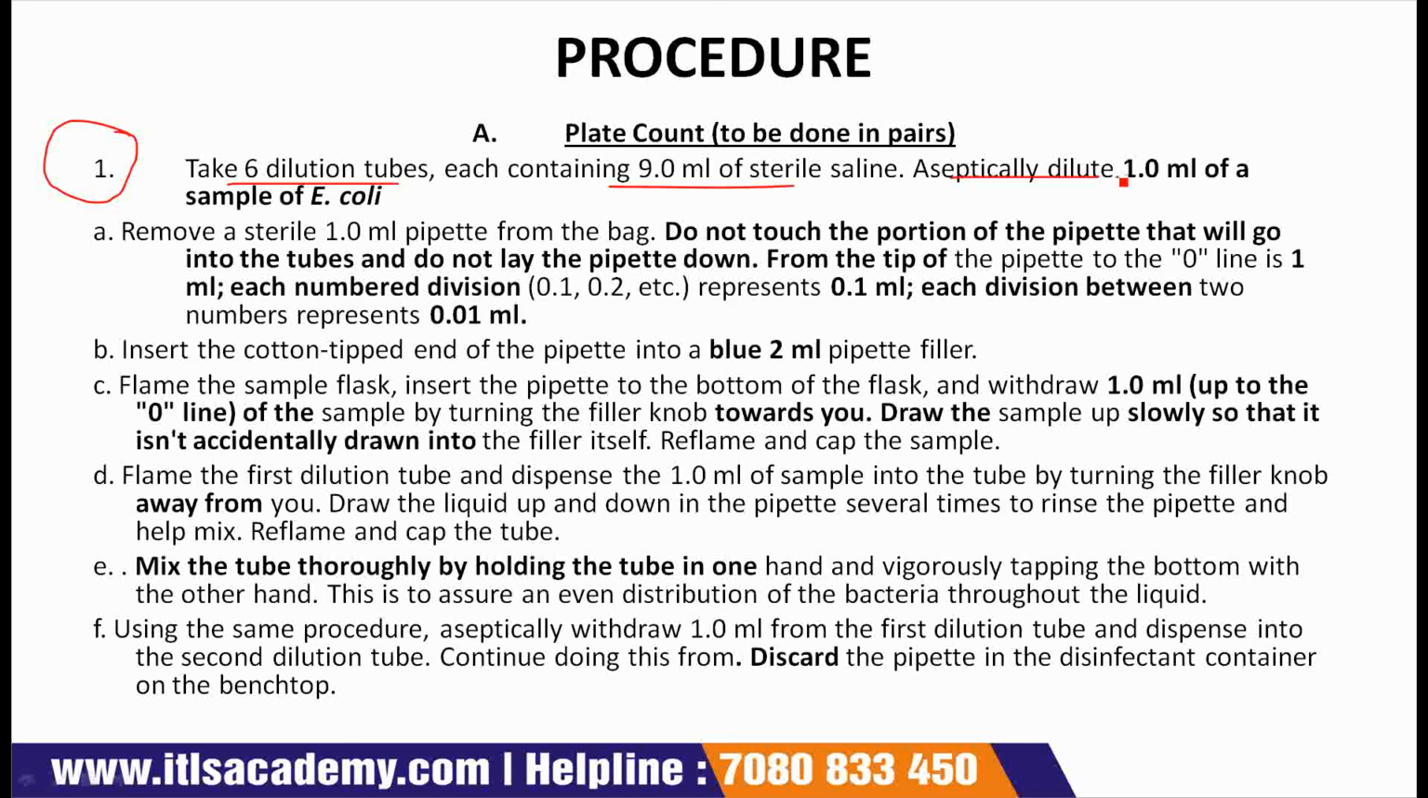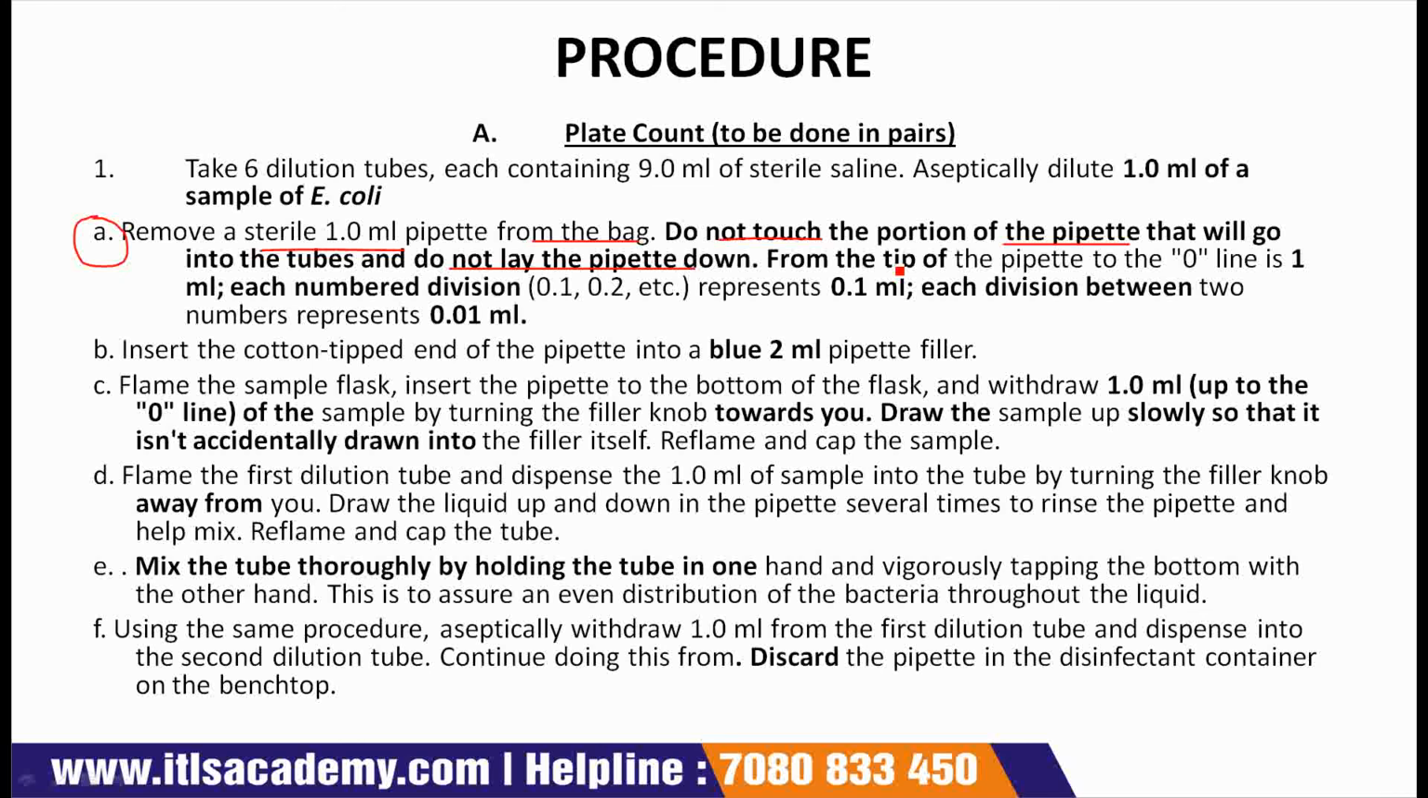Aseptically dilute 1 ml of a sample of E. coli. This dilution will include a few steps. Point A is to remove a sterile 1 ml pipette from the bag. Do not touch the portion of the pipette that will go into the tubes and do not lay the pipette down. These are the precautions whenever you are doing experiments.